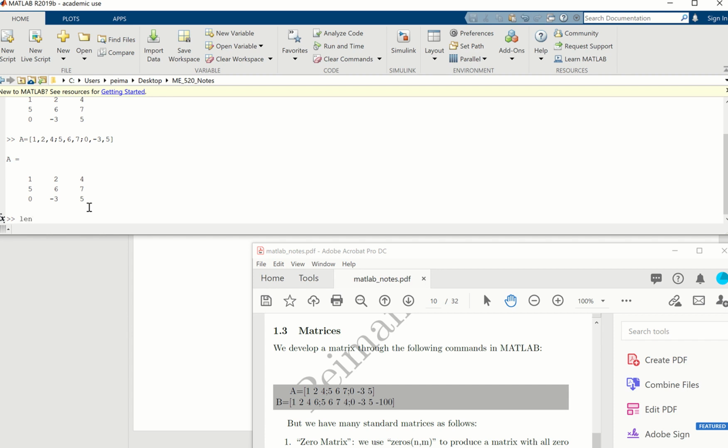So if I say length of A, okay, oh sorry, length of A, this is a typo, it gives me 3 because it has 3 rows and 3 columns. Listen to this very carefully. Now let me go. We have another command that I'm gonna cover. So B is 1, 2, 4, 6. I'm talking about this matrix.